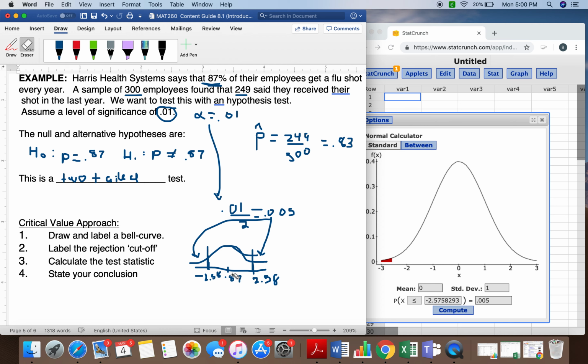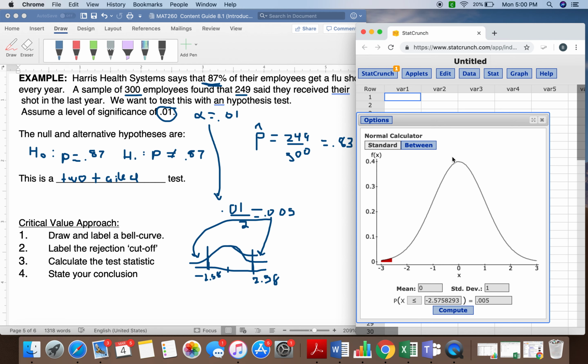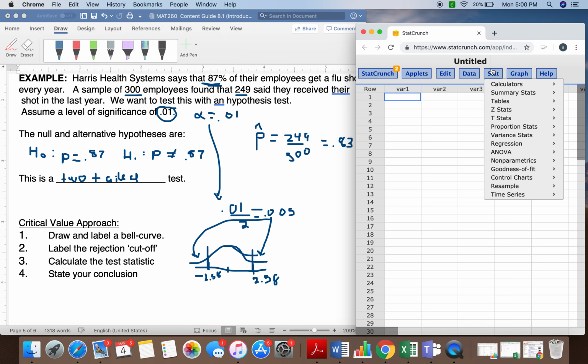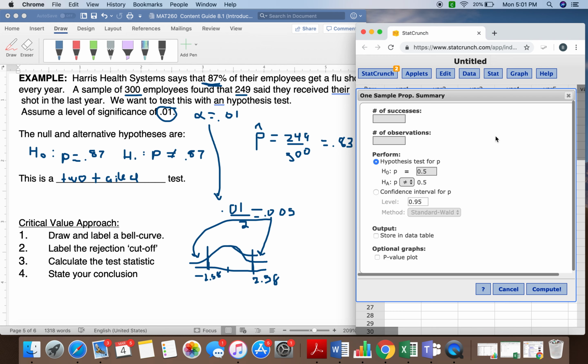And what we're going to do is we're going to calculate our test statistic. You can do that by hand, but we are going to do that in StatCrunch. So to do that, we're going to go into Stat, and this is a proportion, so we're going to do proportion stats, and it's one sample with our summary. So you can see our number of successes was 249. Our total number of observations was 300, and that's from our p hat here.